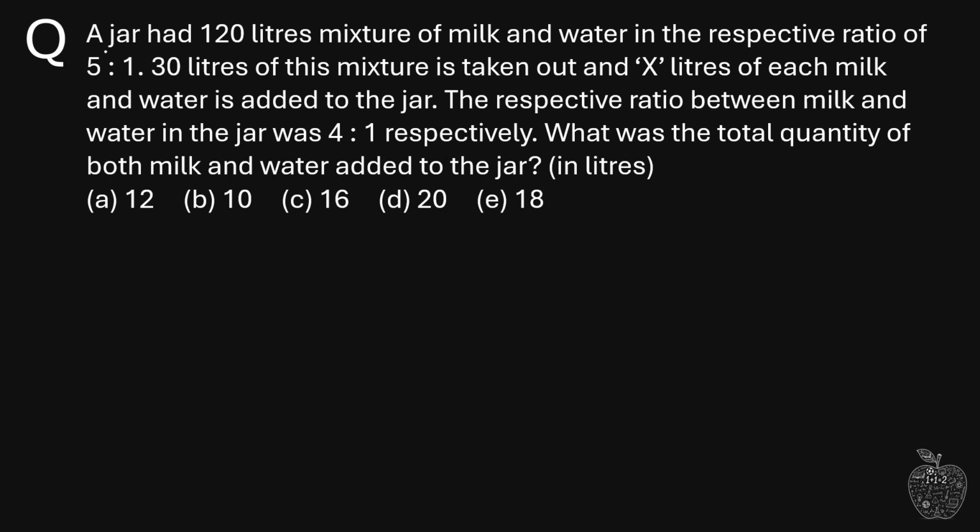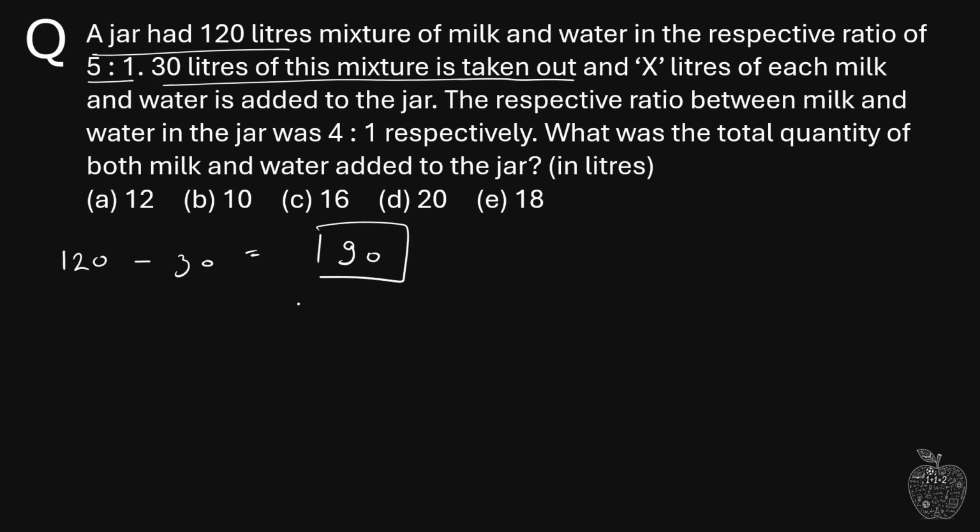So here we are given that a jar has 120 liters of mixture in the ratio of 5:1 and 30 liters of this mixture is taken out. So now we are left with 120 minus this 30, we are left with 90 liters of mixture. Now in this 90 liters, the ratio of milk and water is given to us as 5:1. So now first of all, let's find out the exact value of milk and water in this 90 liters.